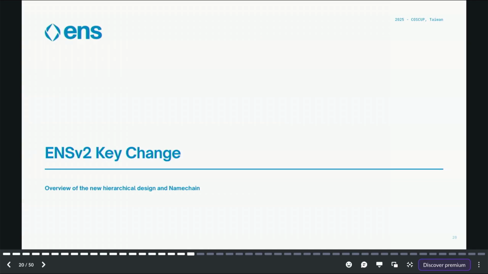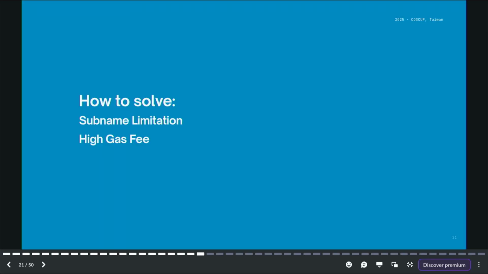So adding up all these difficulties that they encountered in ENS V1, they proposed ENS V2. The main issues that they want to solve, the first one is the subname limitation that we just talked about, and also the high gas fee that's caused by staying on layer 1. Their solution is ENS V2, which is a whole system architecture that re-implemented a lot of the core ENS contracts, and also they built their own layer 2, their rollup, called Namechain, to resolve the high gas fee.